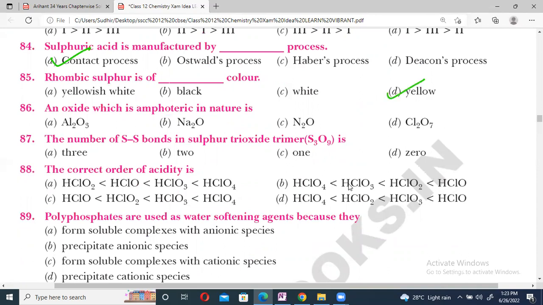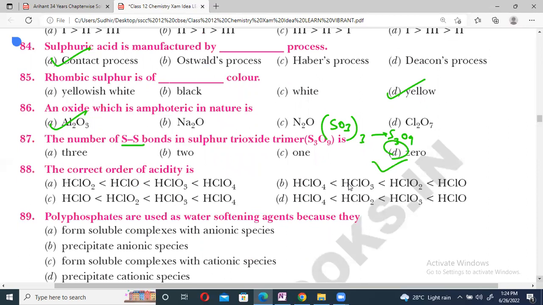is yellow in color. An oxide that is amphoteric in nature: everybody knows Al2O3 is amphoteric. 87. Number of S-S bonds in sulfur trioxide. If you take SO3 three times, it becomes S3O9, and you know how many S-S bonds are there? 0. No S-S bond.